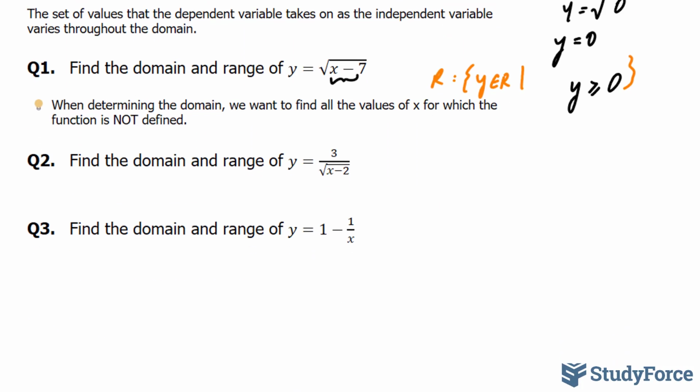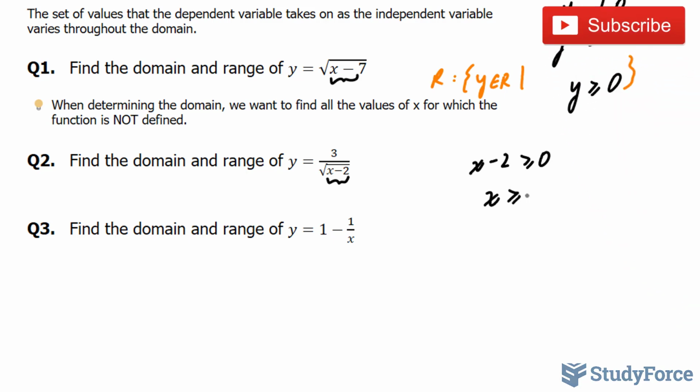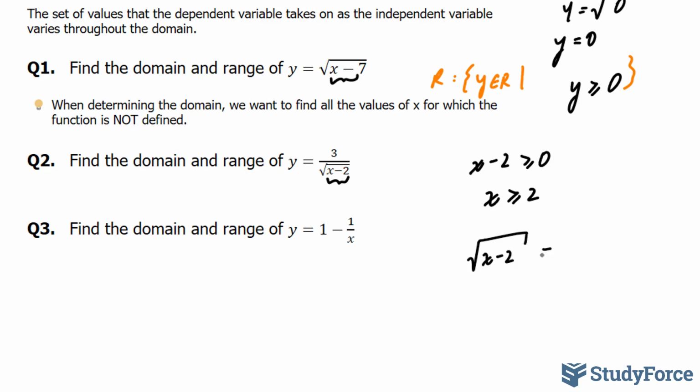In question 2, we have the function y is equal to 3 over the square root of x minus 2. Now once again, this part needs to be greater than 0. So let's say x minus 2 must be greater or equal to 0. Solving for x, we end up with x must be greater than or equal to 2. In addition to that, this denominator can't be 0. So the square root of x minus 2 cannot equal 0. Let's solve for x. Squaring both sides, we end up with 0 on the right and x minus 2 on the left. Bringing this over, we end up with x cannot equal positive 2.